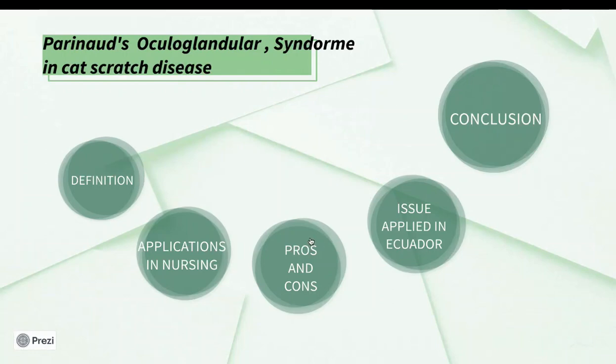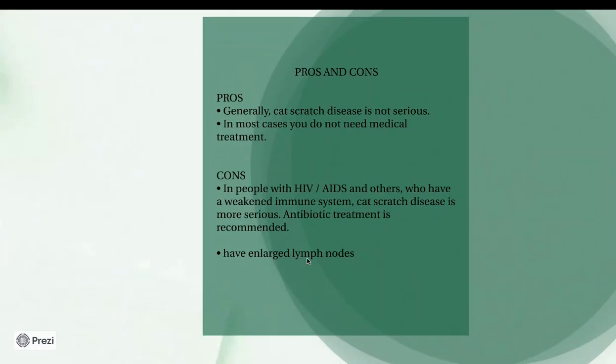Okay, continue. Pros and cons. Pros: generally, cat scratch disease is not serious, and in most cases you don't need medical treatment. Cons: in people with HIV, AIDS, and others who have a weakened immune system, cat scratch disease is more serious and antibiotic treatment is recommended. They may have swollen lymph nodes.